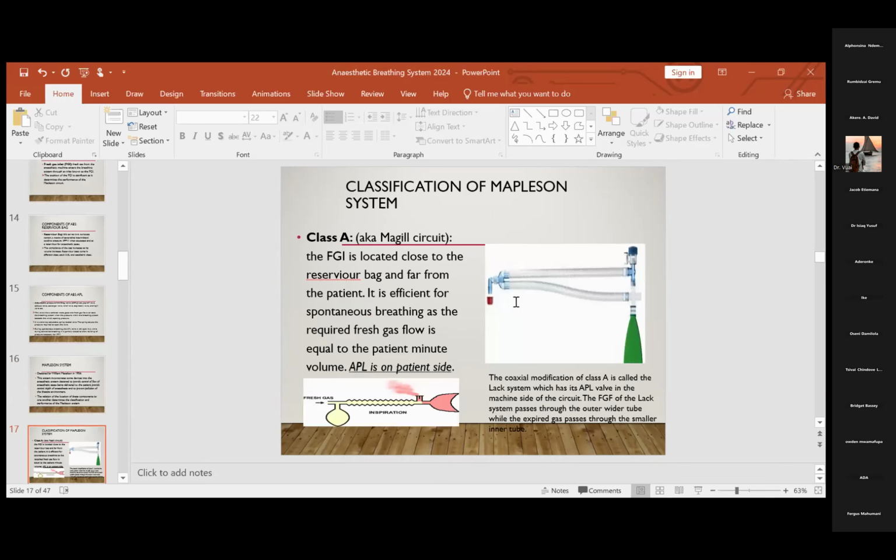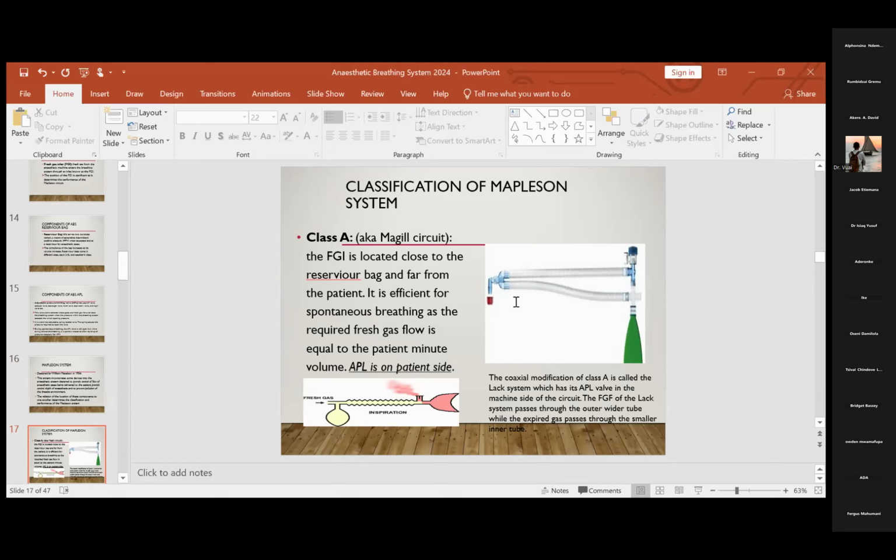The Mapperson system is classified with letters. Class A, and this is very crucial, so just pay attention. The class A Mapperson system is also known as the McGill circuit. You can see it both on the right and the left side of the screen. Let me quickly give you an insight, something to help you remember.